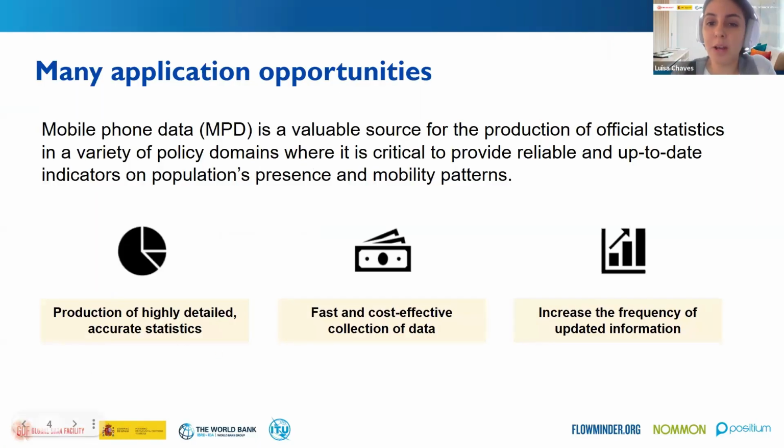Mobile phone data has become a valuable source for producing statistics across a wide range of policy applications in areas where it's critical to provide reliable and up-to-date indicators on population presence and mobility patterns. MPD plays a key role. What makes this data so powerful is the ability to generate highly detailed and accurate statistics. It allows us to collect information quickly in a cost-effective way, while also increasing the frequency of updated information. In short, mobile phone data is opening new doors for innovation in how we measure, understand, and respond to social dynamics.